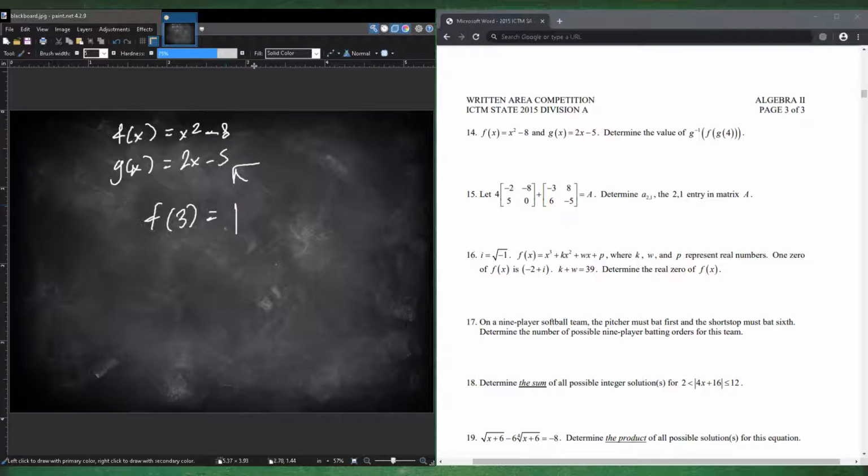So we need to find the inverse g of 1. So that means 1 equals 2x minus 5. So that means x, that's 6, divided by 2 is 3. So our answer for number 14 is just 3.